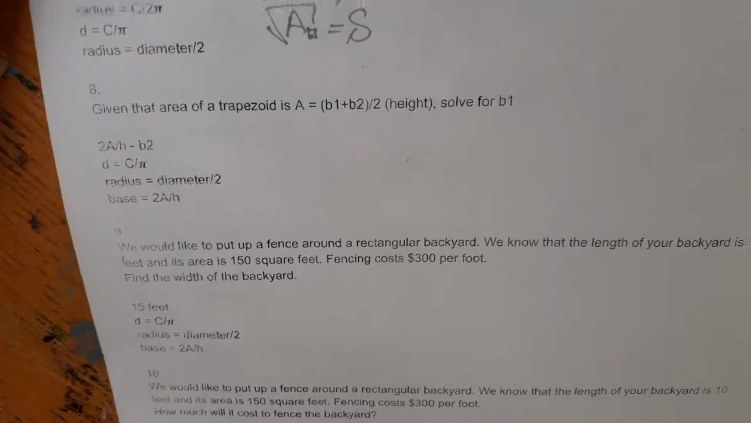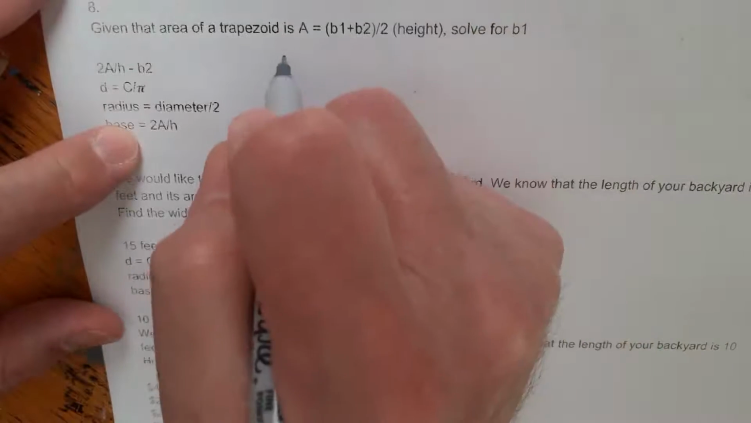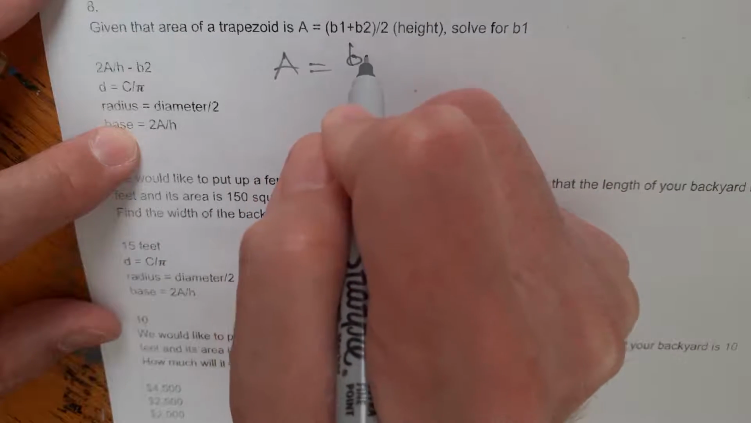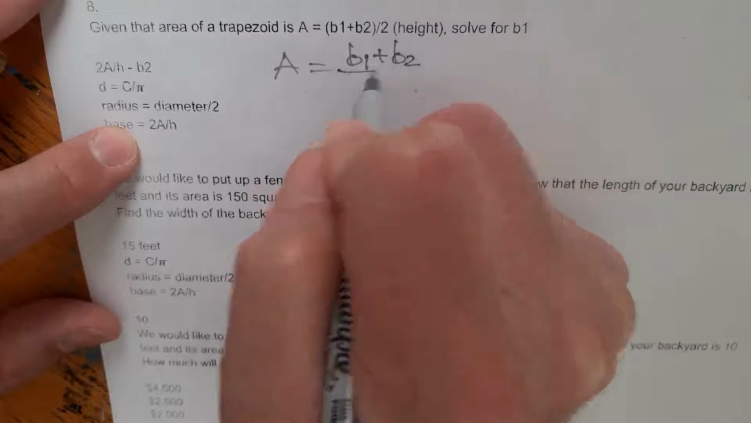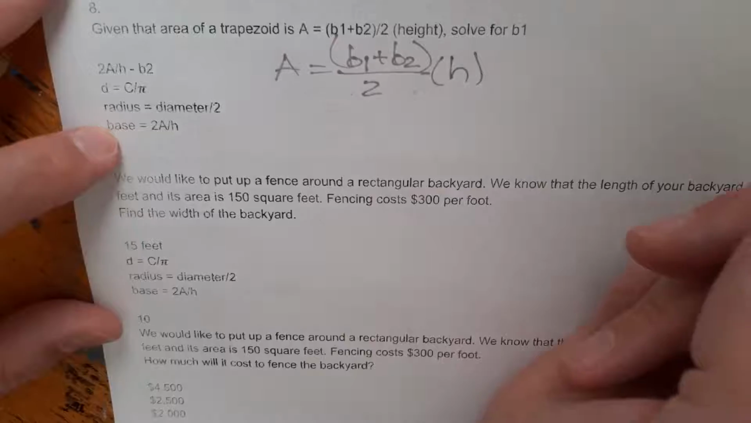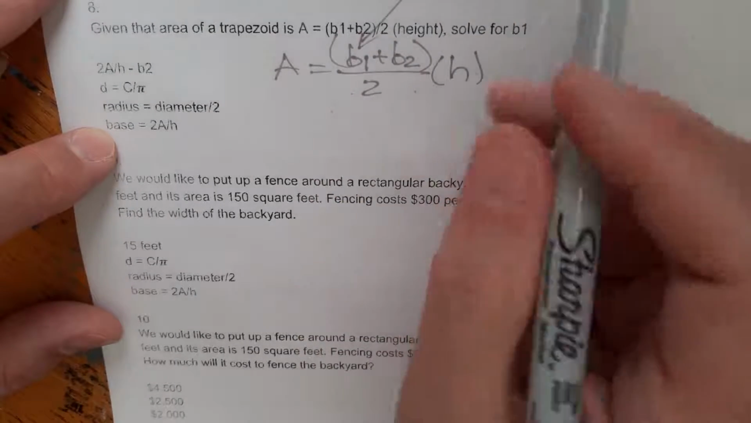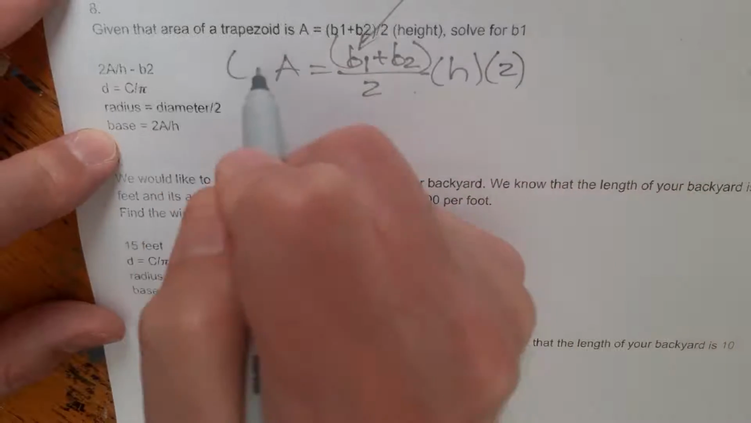So given the area of a trapezoid, solve for b1. Area equals b1 plus b2 over 2. We're going to put parentheses to group it, times h. Solve for b1. We want that right there. Well, let's do this. Let's multiply both sides by 2.